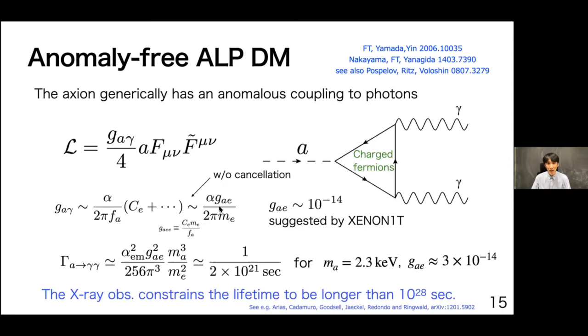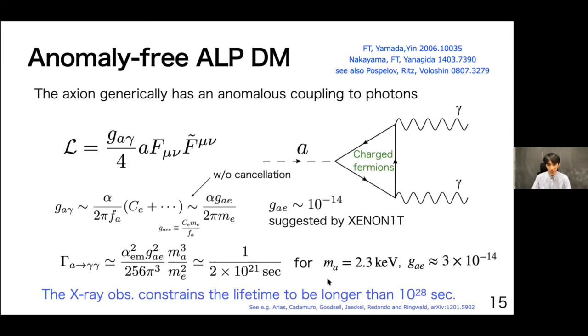And in terms of the axion electron coupling, by using this relation, we can express it like this: alpha g_Ae over m_e. Because we know the suggested mass and decay constant from the XENON1T excess, we can estimate the partial decay rate of the axion to 2 photons. It is about 10^21 seconds for those suggested values of mass and coupling. But there's a very tight constraint coming from the X-ray observations, and it requires the lifetime to be longer than about 10^28 seconds. Okay. So there's about 7 orders of magnitude difference here.